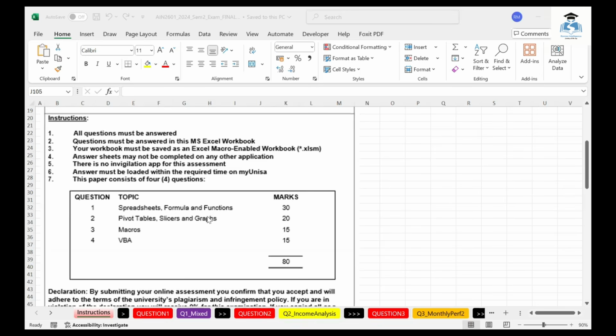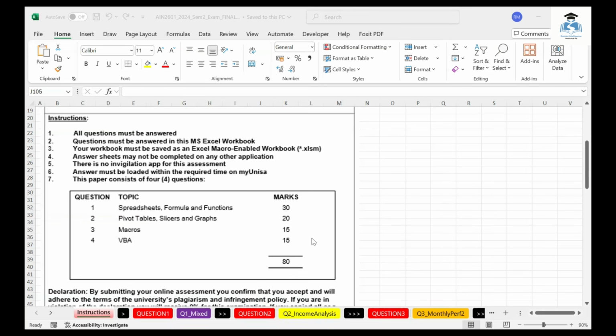And I told you that this one carries more marks, followed by the pivot table, slicers, and graphs, which has got 20 marks, and macros and VBA, 15 marks. So you can decide to say, okay, I need to master question 1. You know it in and out. Then maybe you move on to the graphs. Already, if you pass these 2, you have passed the exam. Let's say you score 30 and 20, that's 50 over 80. So you have passed the exam.